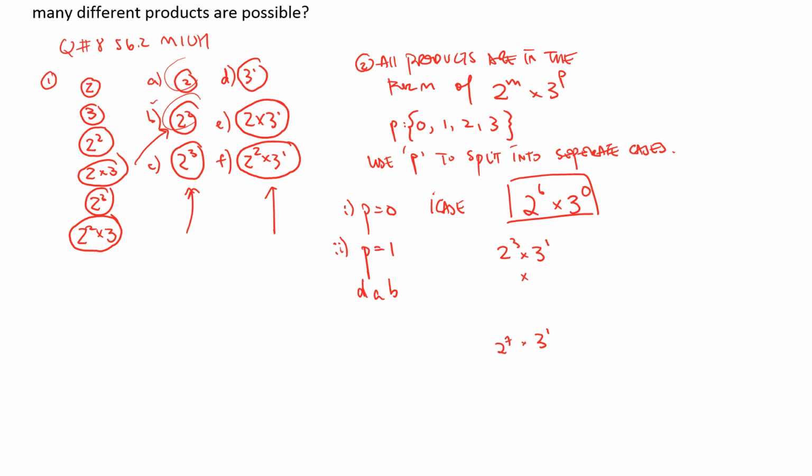And so you count this. That means you can have 2 to the power 4, 2 to the power 5, 2 to the power 6. So 1, 2, 3, 4, 5, all times 3 to the power 1. So altogether over here, there are 5 cases. Then I'll go through my third case.